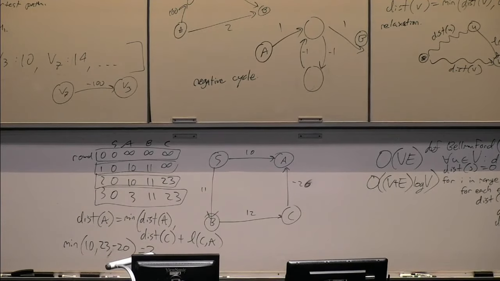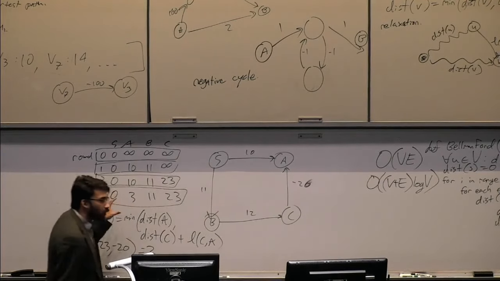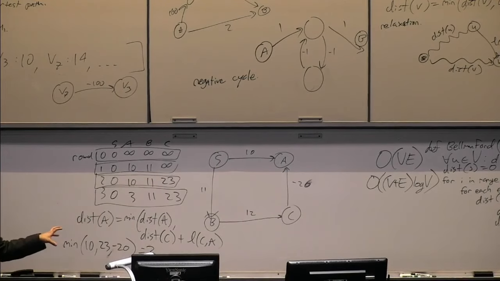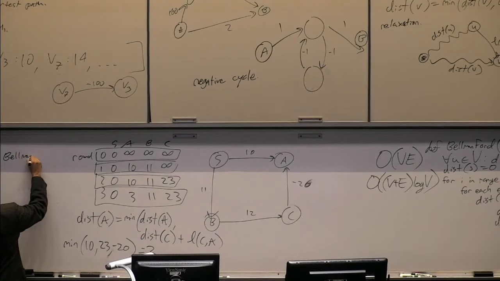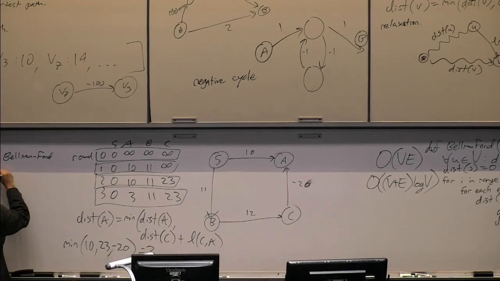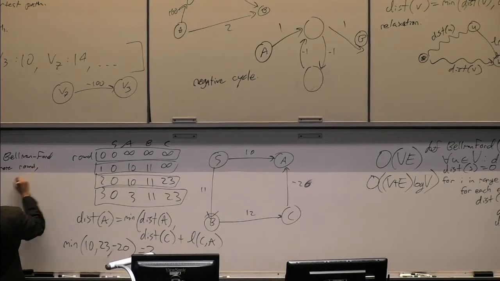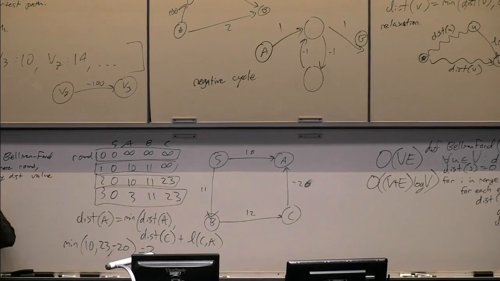So that might be a negative cycle, and let me answer the question about how Bellman-Ford detects a negative cycle. We know that the V minus 1th round contains the final values. Here's how you find a negative cycle. Run Bellman-Ford one more round. If any dist value decreases, there exists a negative cycle. Just run it one more time.